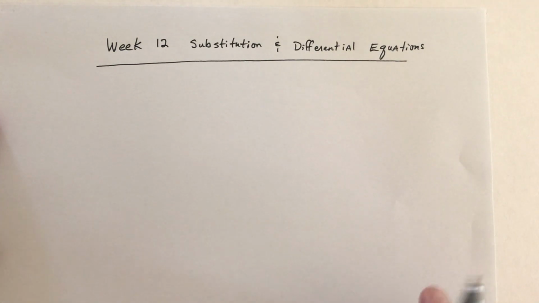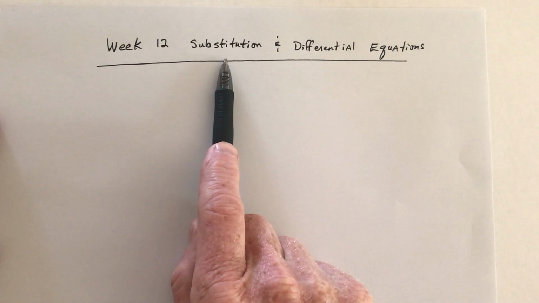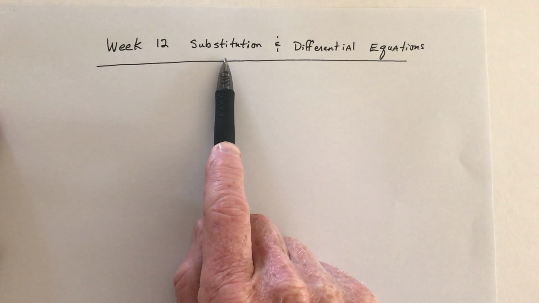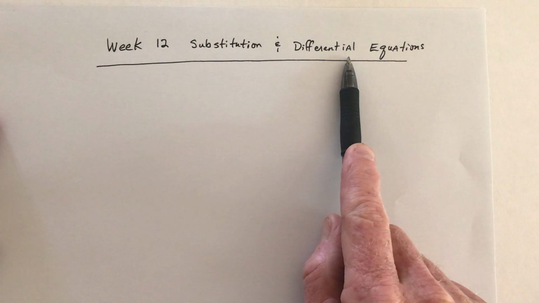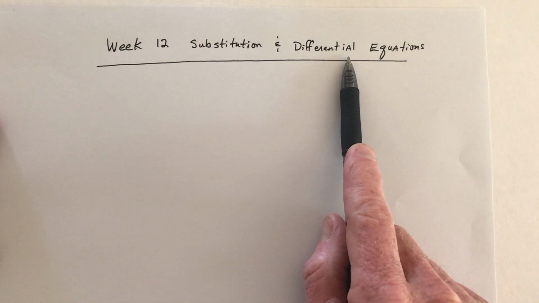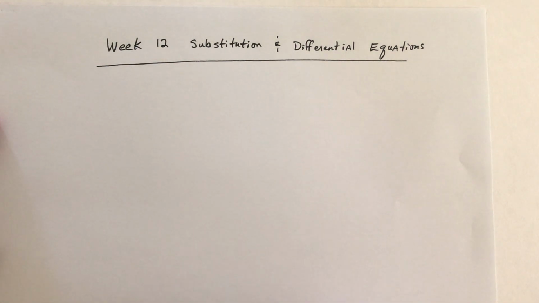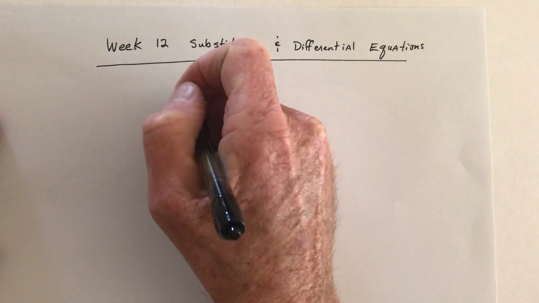Well, hello and welcome to week 12, where we're going to be doing what's usually called U substitution, but in general substitution, and then a few more differential equations. So first of all, with the U substitution. So it's all about the chain rule.